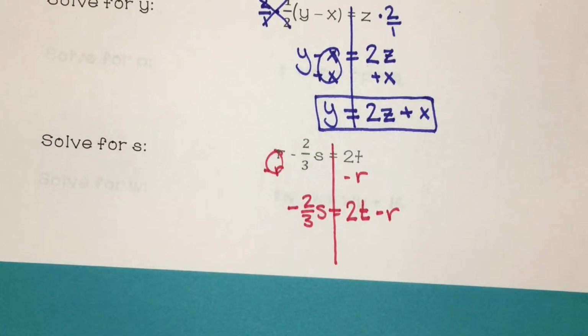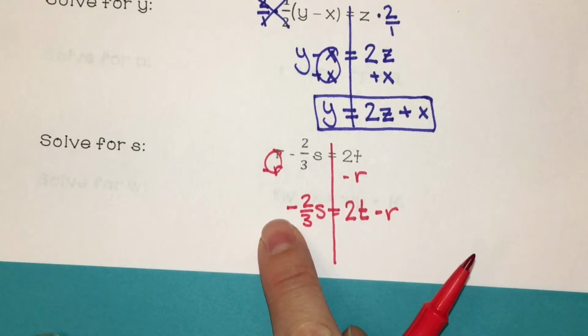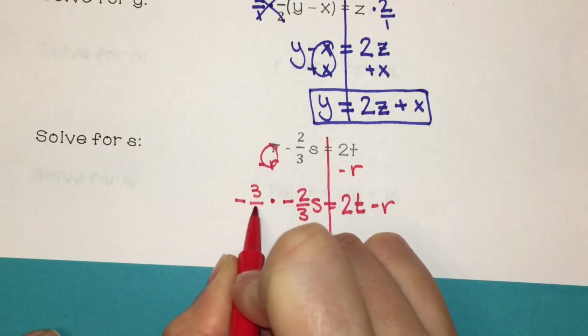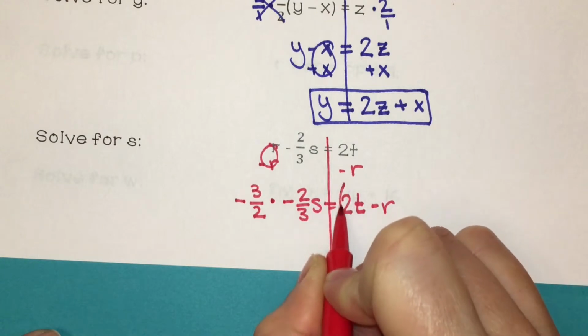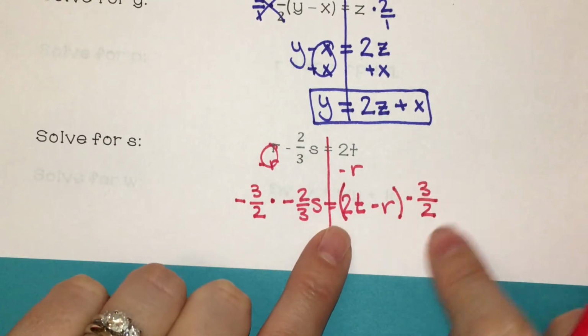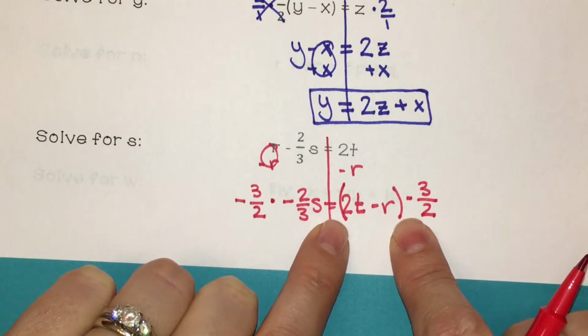All right, so here's where it gets a little tricky. We have negative 2/3 multiplied by s. Remember, to get rid of a fraction that's multiplied by your variable, you're going to multiply by the reciprocal, the fraction flipped over. But we also have a negative here, and we have to get rid of that negative because your variable cannot be negative. So we're going to multiply by negative 3/2, and this whole thing, negative 3/2. So the negative 3/2 is multiplied by this entire side, which is why I put it inside parentheses.